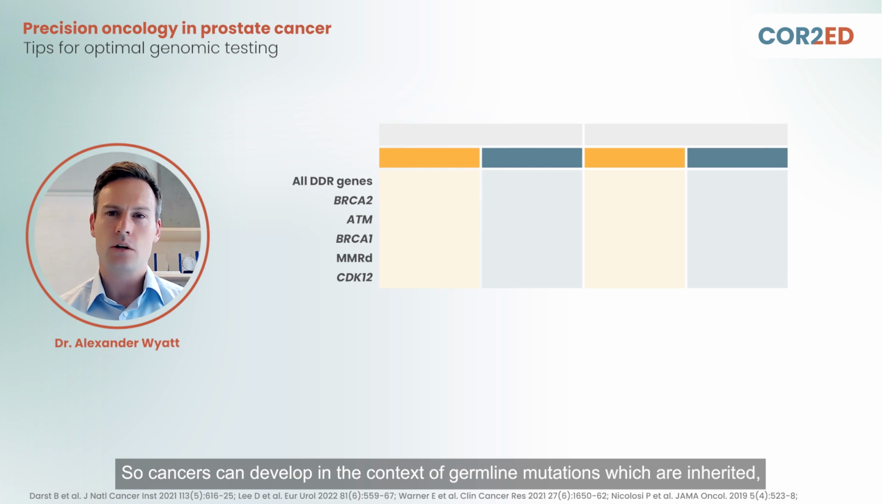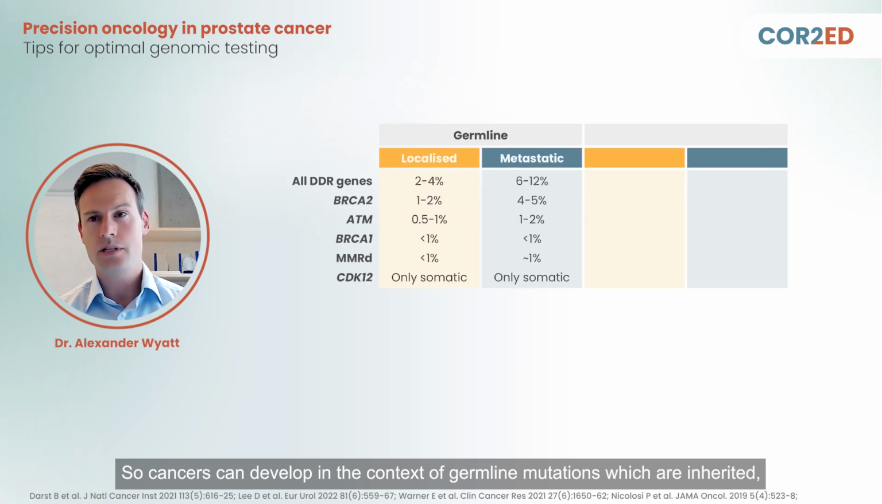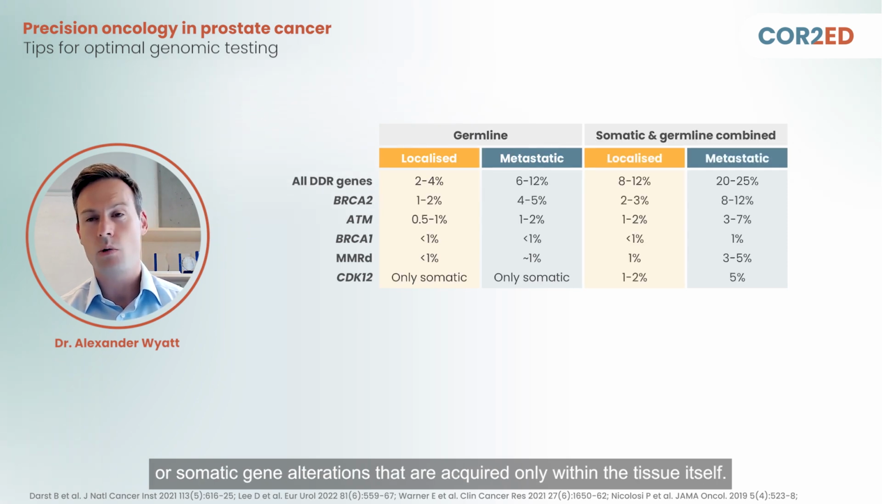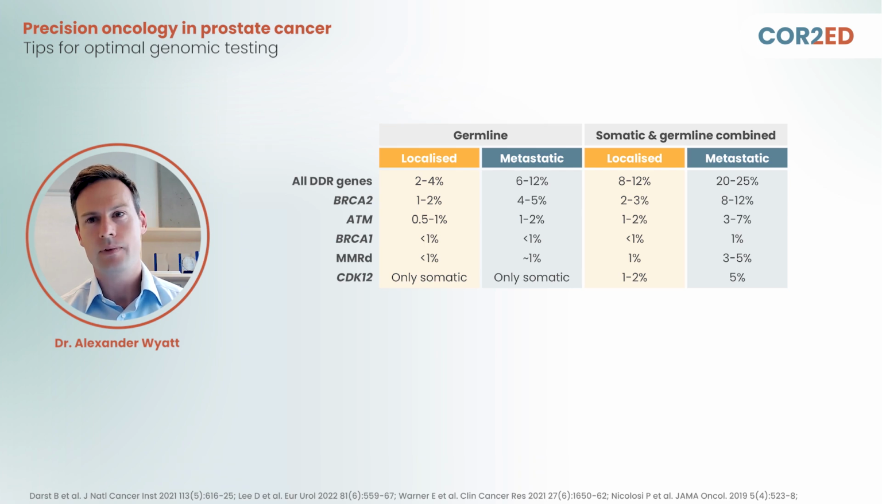Welcome to this video where we're going to discuss sample collection, test requests, guidelines, and diagnostic modalities in precision oncology in prostate cancer. So cancers can develop in the context of germline mutations, which are inherited, or somatic gene alterations that are acquired only within the tissue itself.